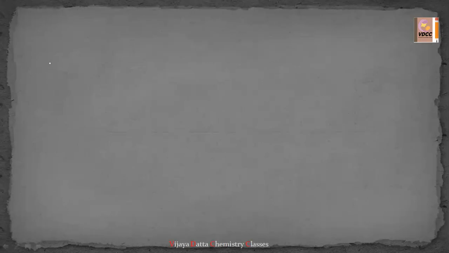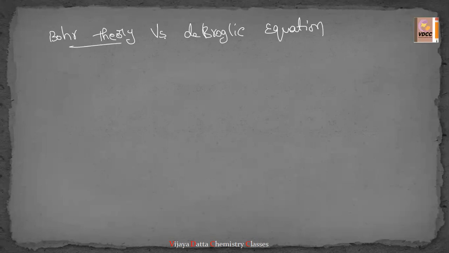What is this Bohr theory versus de Broglie's theory? Bohr did not explain the angular momentum. Actually, in Bohr's theory, mvr equals nh by 2 pi, and substituting n equal to 1, 2, 3 gives the angular momentum. But how did he get this equation? Why is it h by 2 pi? That is not explained by Bohr, and it is one of the drawbacks of Bohr's theory.